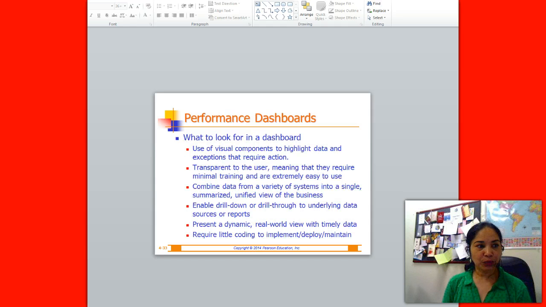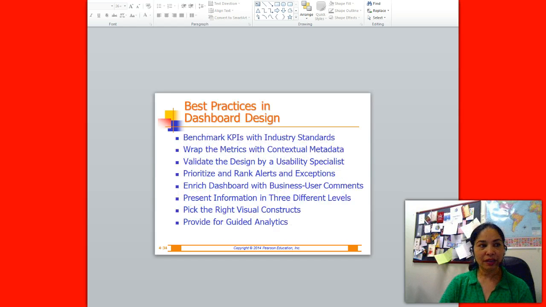What to look for in a dashboard? Use of visual components to highlight data and exceptions that require action. It must be transparent to the user, meaning that they require minimal training and are extremely easy to use. Combine data from a variety of systems into a single summarized unified view of the business. Enable drill down or drill through to underlying data. Present a dynamic real-world view with timely data, and require little coding to implement, deploy and maintain the dashboard.